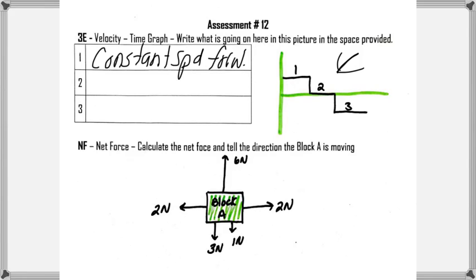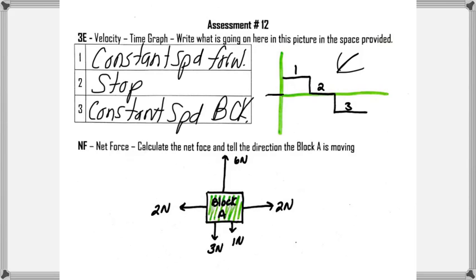I'm just going to put abbreviations. The second one is moving. It's not moving at all. It's at a stop because it's on the 0 line. Remember, this is the 0 line. And then it's going backwards, constant speed. Okay, so constant speed back. Yeah, that's what that is.